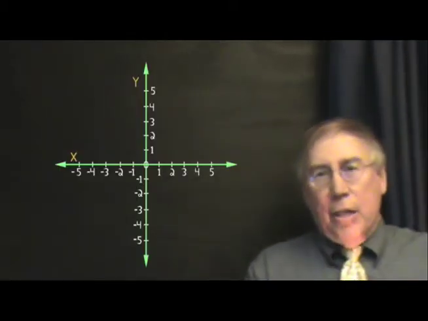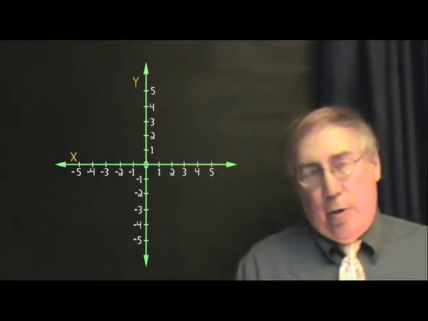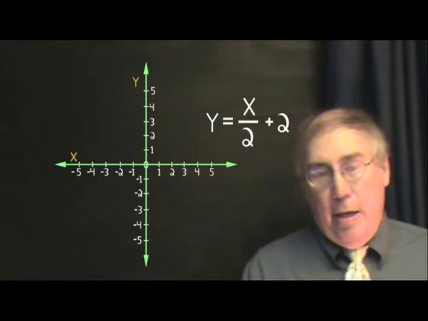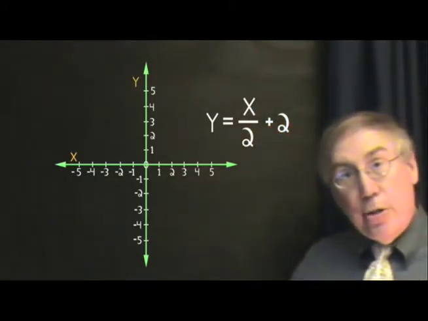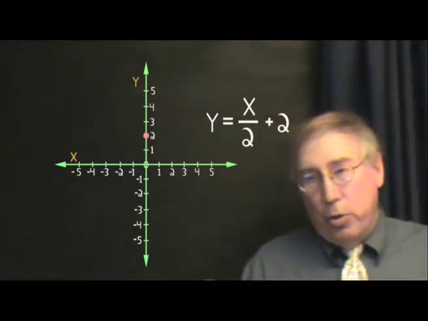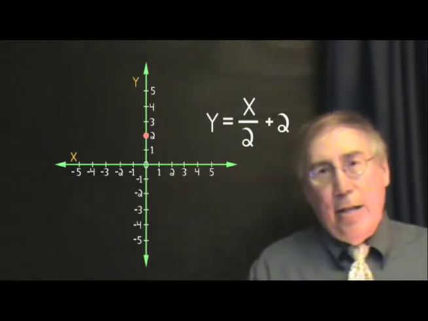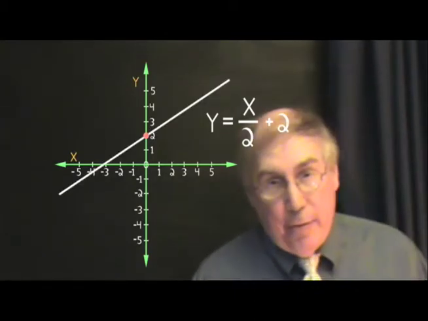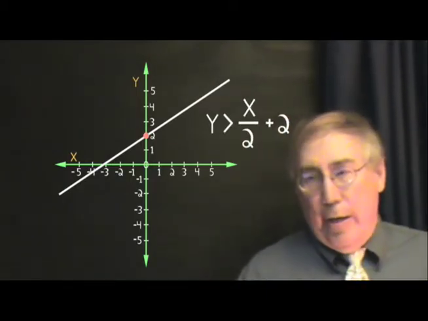But as a lead-in here first, we need to take another look at graphing just a plain old line. So y equals x over 2 plus 2. Now we have a line that's going through plus 2 on the y-axis and has a slope of 1/2. There's that line.